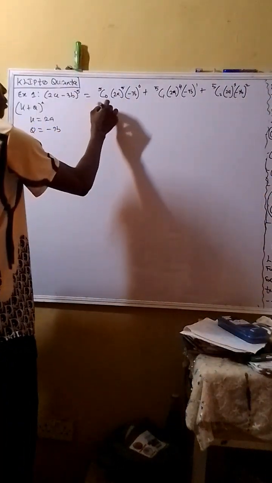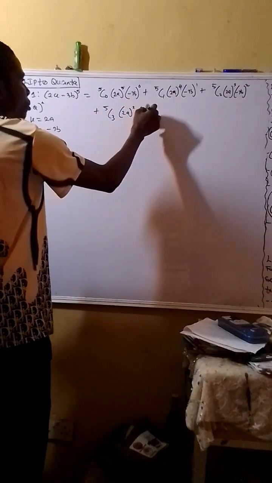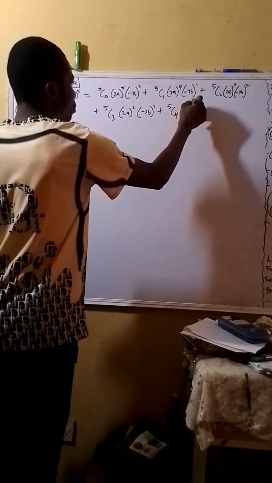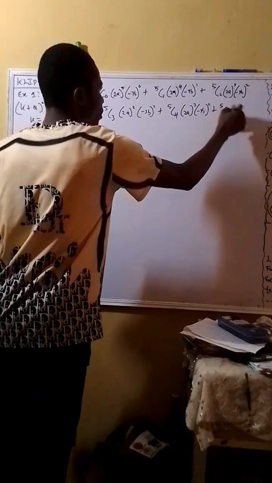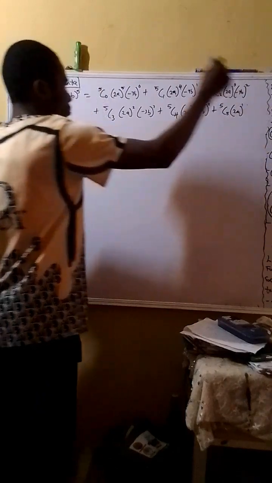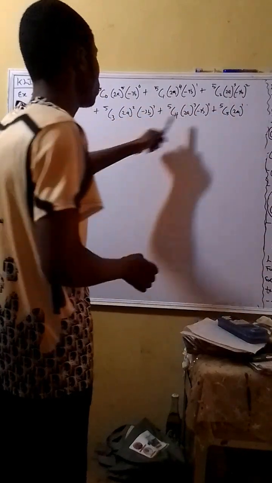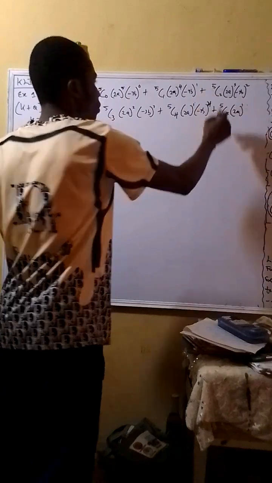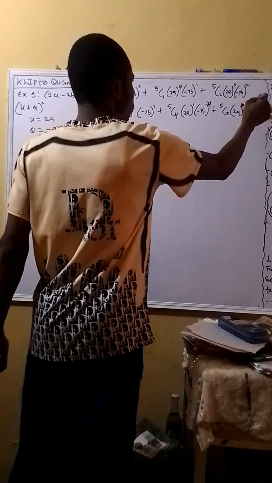So plus 5 combination 3, 2a raised to power 2, minus 3b raised to power 3, plus 5 combination 4, 2a raised to power 1, minus 3b raised to power 4, then plus 5 combination 5, 2a raised to power 0, minus 3b raised to power 5.